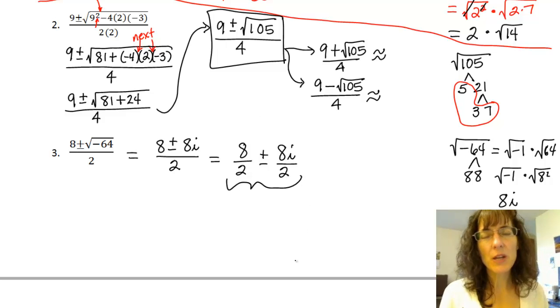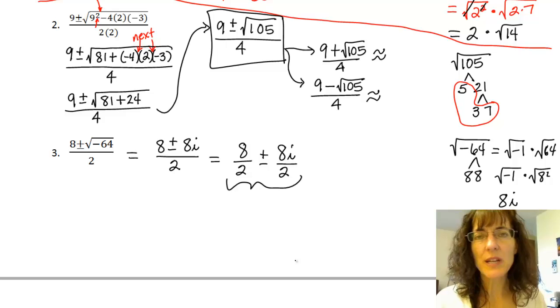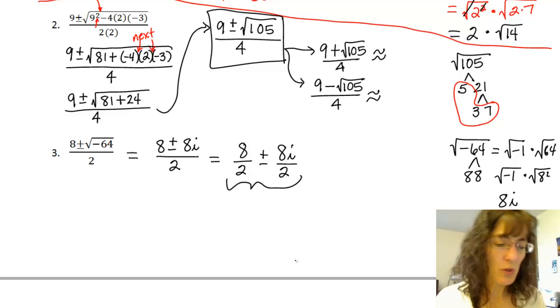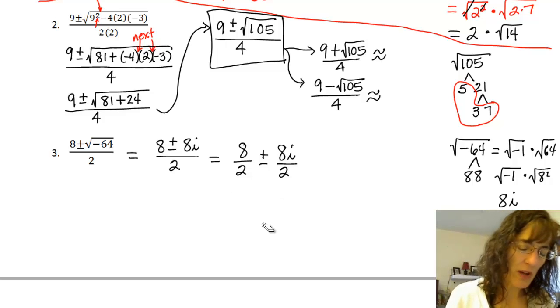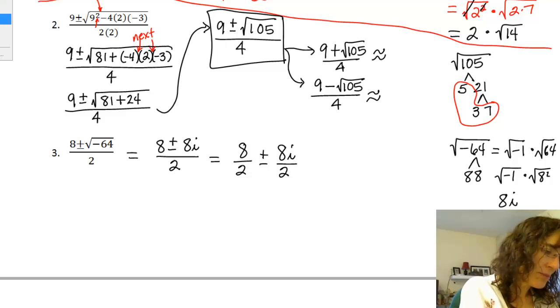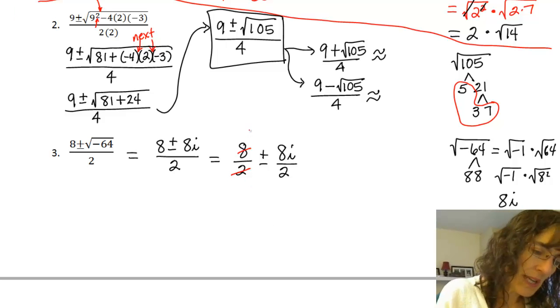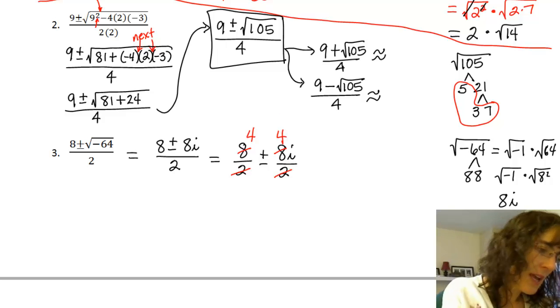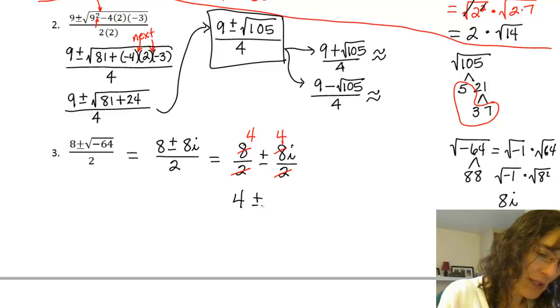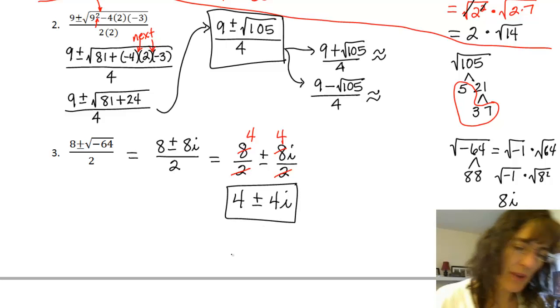Think of it in terms of this part here. If I go ahead and combine those, I have two fractions. They have the same denominators. If I combine them, I'll have 8 plus or minus 8i over 2. So it's equivalent to go the other direction as well. So now I want to reduce. 2 goes into 8 4 times, 2 goes into 8 4 times. And I'm left with 4 plus or minus 4i. And that's in its most simplified form.